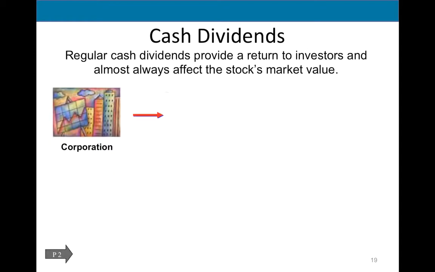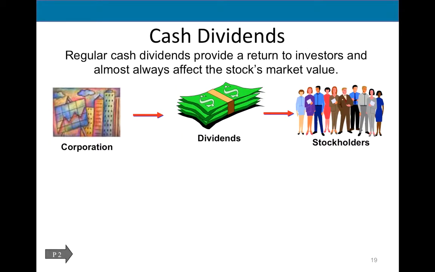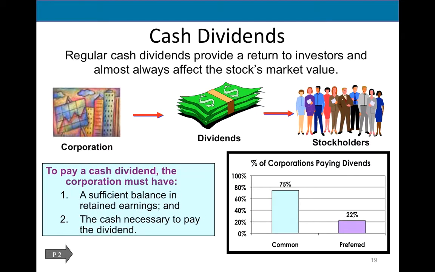Now, dividends. There are two types of dividends. We've talked about cash dividends before. And you can see here that 75% of corporations pay dividends on common stock. So 25% never pay. Some companies have never paid dividends, right? If you look at Amazon or Netflix or Google, which is Alphabet, those companies do not pay dividends.